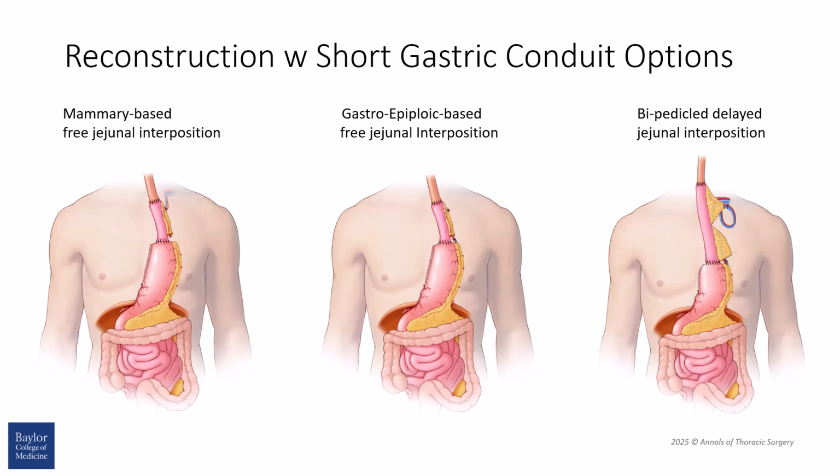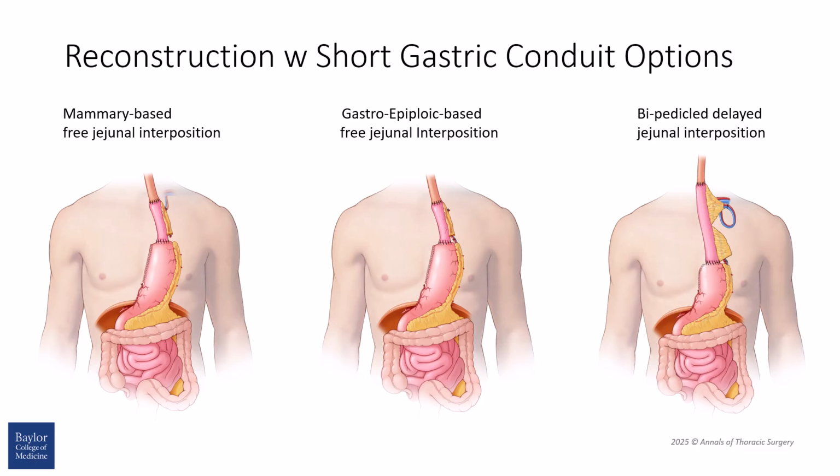some complications. And then finally, the most complicated, which is a bipedicled delayed jejunal interposition, whereby the top portion of the jejunum is based off of a free flap where it is anastomosed to the left internal mammary artery and vein, and the lower portion of the jejunal pedicle is connected to the gastroepiploic artery and vein.